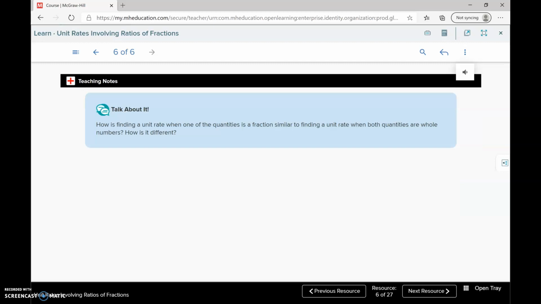So how is finding a unit rate when one of the quantities is a fraction similar to finding a unit rate when both quantities are whole numbers? How is it different? I want you to write this answer down. And then we will share these when I see you next.